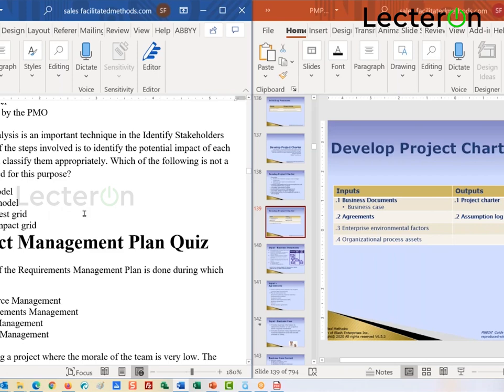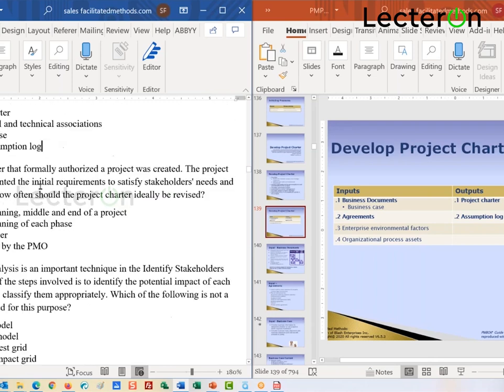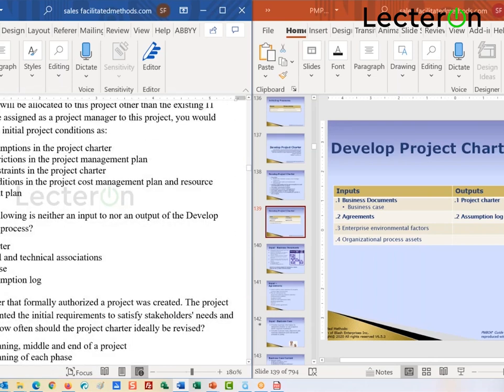Which one did we not talk about as far as stakeholder models? The tolerance model. Actually, there is no such thing as a tolerance model. When you classify stakeholders, you can use either a salience model, a power interest grid, an influence impact grid, any of those. Tolerance model is not valid. That's one of the things you're going to have to look at as you're going through the test questions. You need to look for things, just like going back up here when we talked about conditions. Conditions is not a term we use.